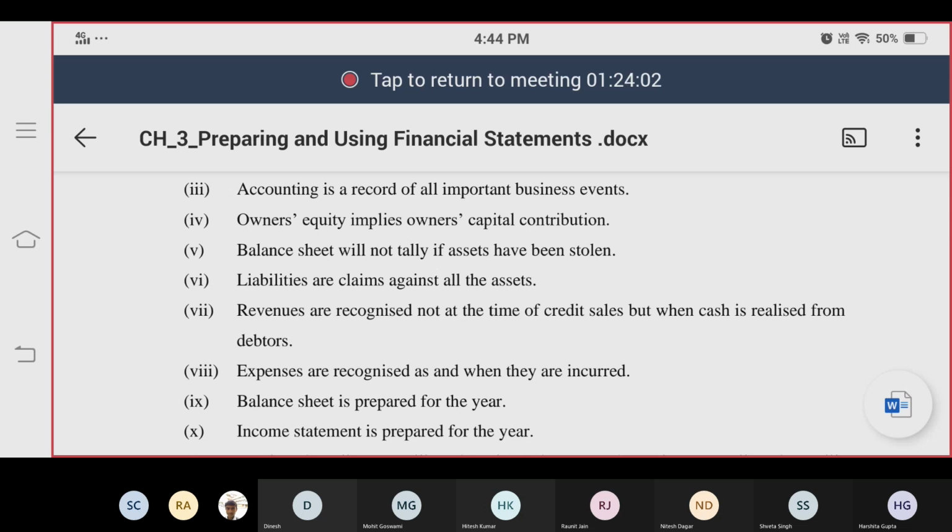Okay, fine, thanks. Then, the next one: expenses are recognized as and when they are incurred. Is this true or not? Ratnesh, you can take this one.